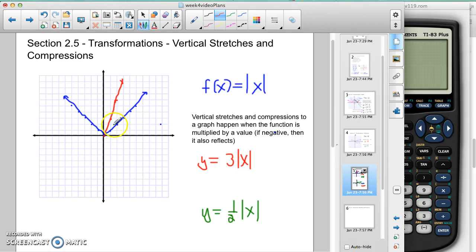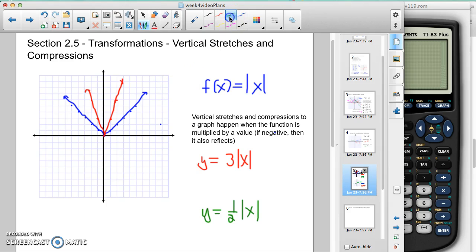So it would be stretched up. All the y values would be 3 times as much. And this would happen over here as well. 1 would be at 3 and -1 is at 3 and -2 is at 6. So it would be stretched up on this side as well. So basically all the y values are multiplied, and that's called a vertical stretch.